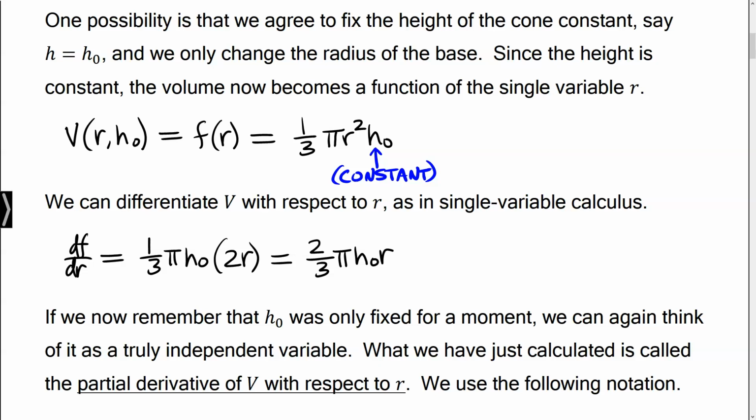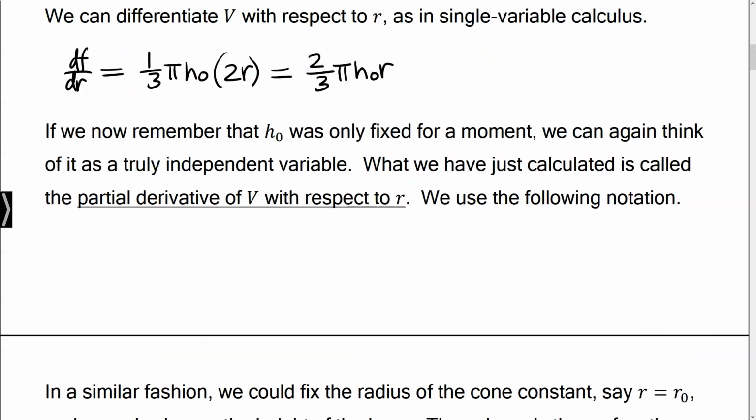Now, remember that this h naught was only fixed for a moment, we decided to fix it. Here's the key. We can go back and make that h naught not fixed anymore. So we can pretend that it really is another independent variable. If we do that, that's when we get what we call the partial derivative of v with respect to r. There are a couple of different notations for this. There's this one, and there's also this one. These are the two main notations here.